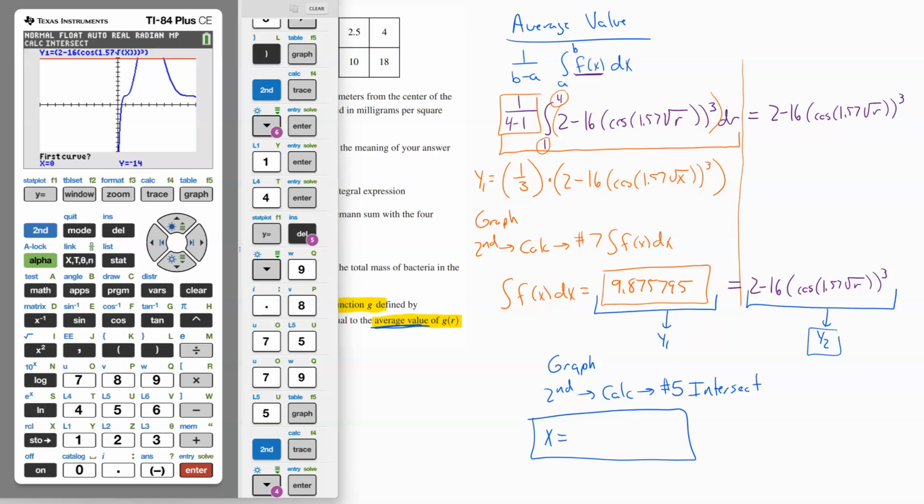It's going to say, is this the first curve? Yep, that's the first curve. Go ahead and hit enter. It'll switch automatically to the second curve for you and say, is that the second curve? Yep, that's the second curve. Go ahead and hit enter again.